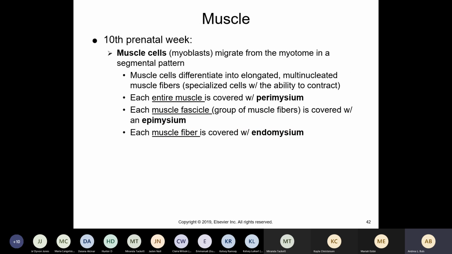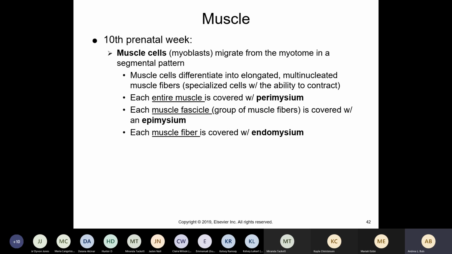Muscle. During the 10th prenatal week, we see muscle cells or myoblasts. Anytime you see the prefix myo, they're talking about muscle. Medical terminology is helpful because you can use prefixes and suffixes from words and often figure out what that word means. So muscle cells will migrate from the myotome in a segmental pattern. They'll differentiate into elongated multinucleated fibers.